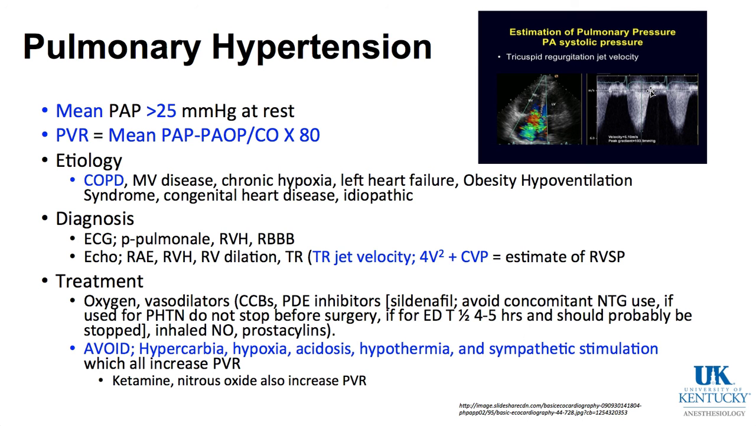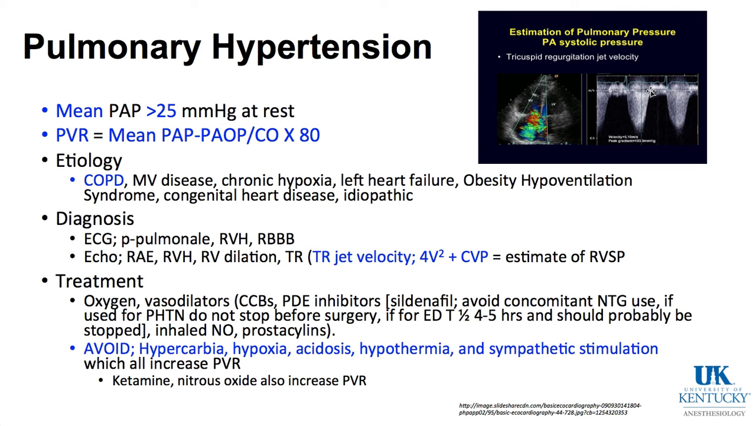Inhaled nitric oxide, because it goes into the alveolar unit, crosses the alveolar unit, dilates the alveolar capillaries, binds to hemoglobin, and then does not have a systemic vasodilating effect, as well as prostacyclins, are all used in the treatment of pulmonary hypertension. We want to avoid anything that increases pulmonary vascular resistance or causes vasoconstriction of the pulmonary artery.